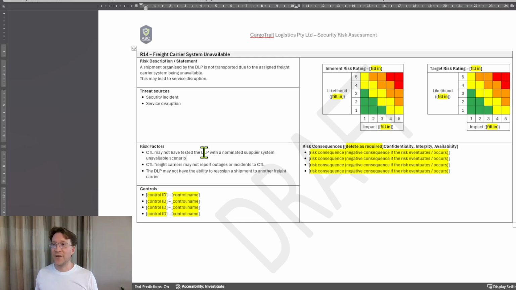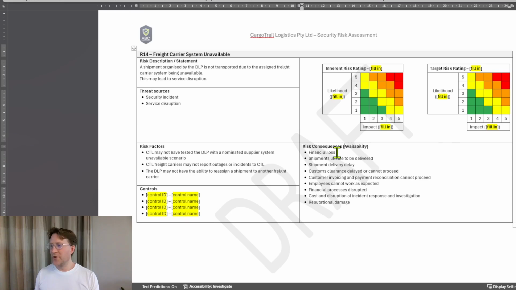Would it just carry on and wonder why things aren't being delivered? We simply don't know. We may also have freight carriers not necessarily reporting outages or incidents to CTL, and the DLP may not have the ability to reassign a shipment to another freight carrier if we've already assigned it and then there's a problem with that carrier.